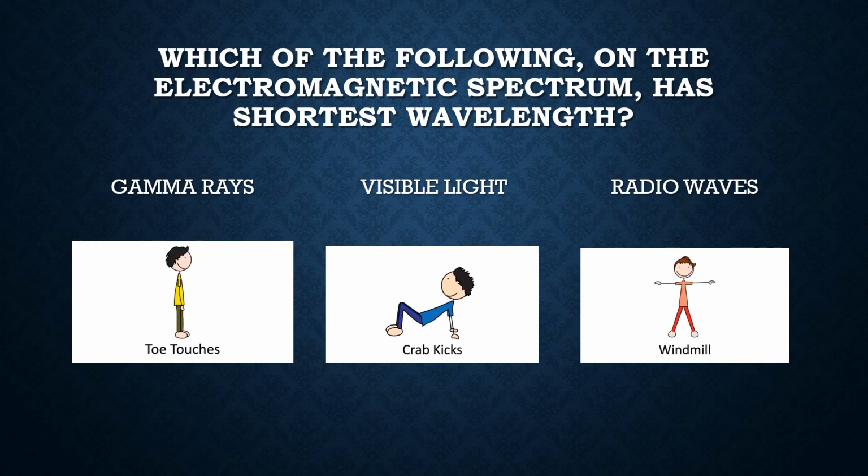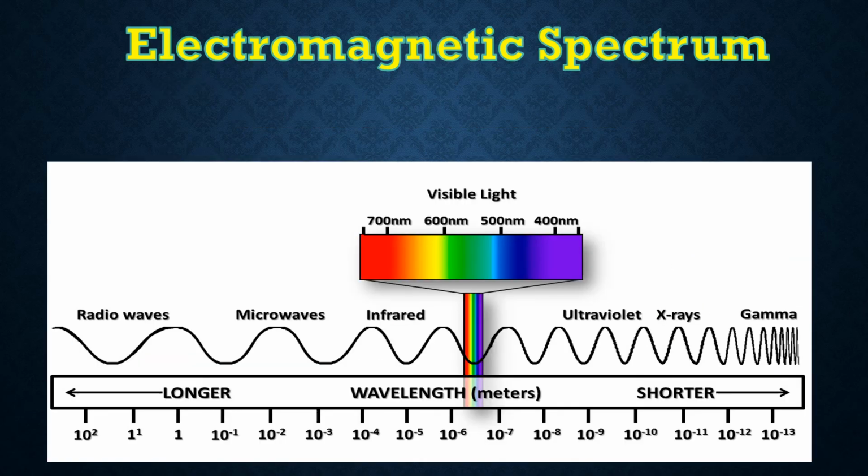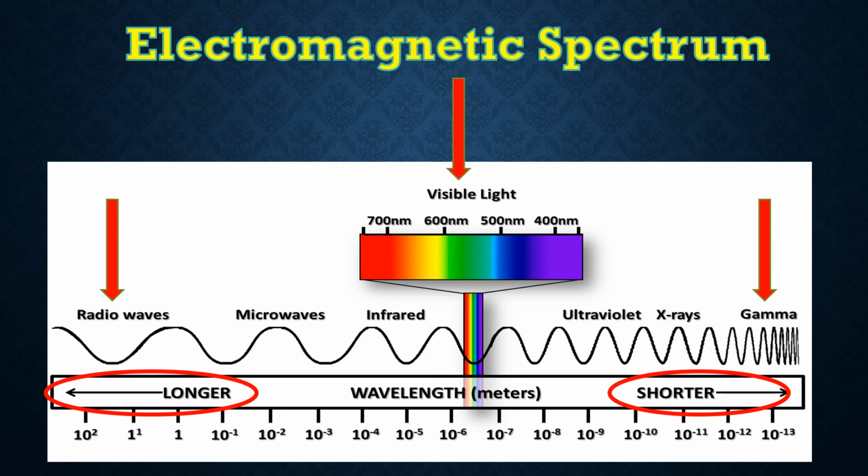And stop. The shortest wavelength on the electromagnetic spectrum goes to gamma rays. Here's a reminder of the entire electromagnetic spectrum. As you can see, gamma rays have the shortest wavelength, visible light is in the middle, and then radio waves have the longer wavelength.